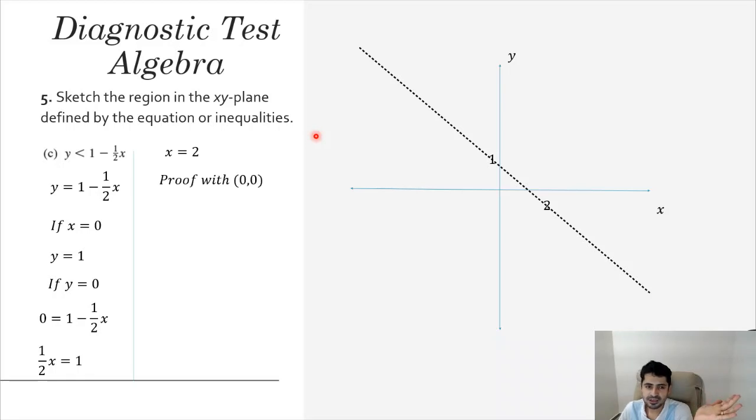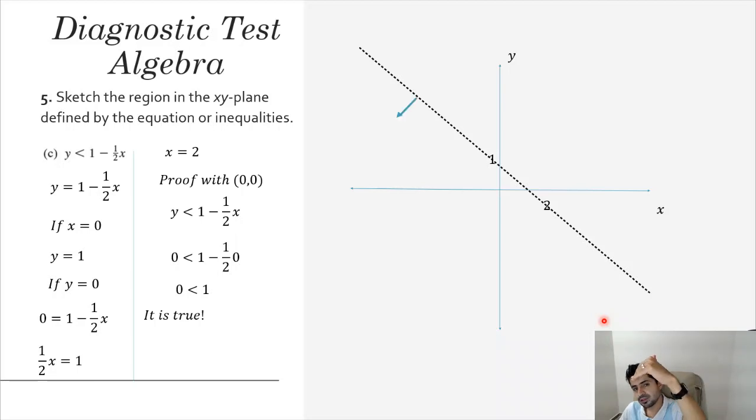Well, my trick is to test with (0, 0), which is the easiest one. If you apply (0, 0), you have 0 is smaller than 1 minus 1/2 times 0. Then you end up with 0 smaller than 1. And it is true. It means that this point is inside the region. So all the values below fulfill this inequality.